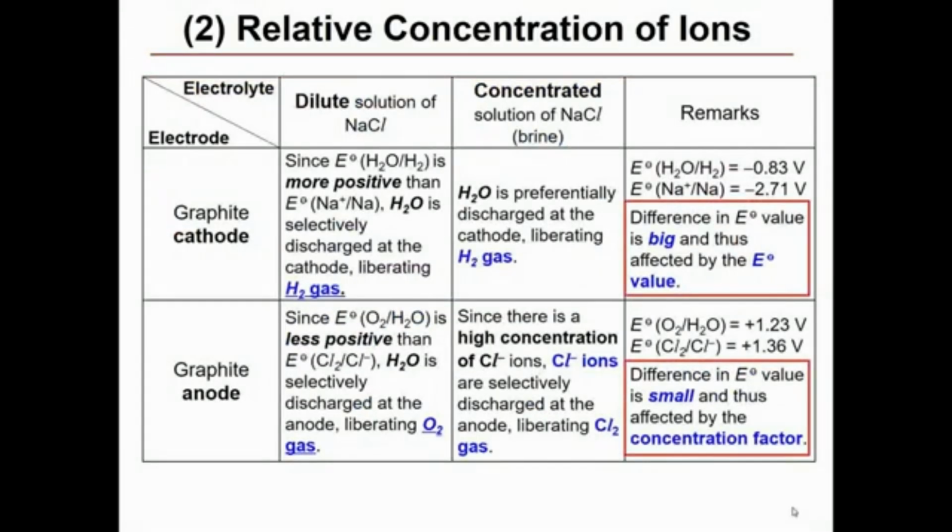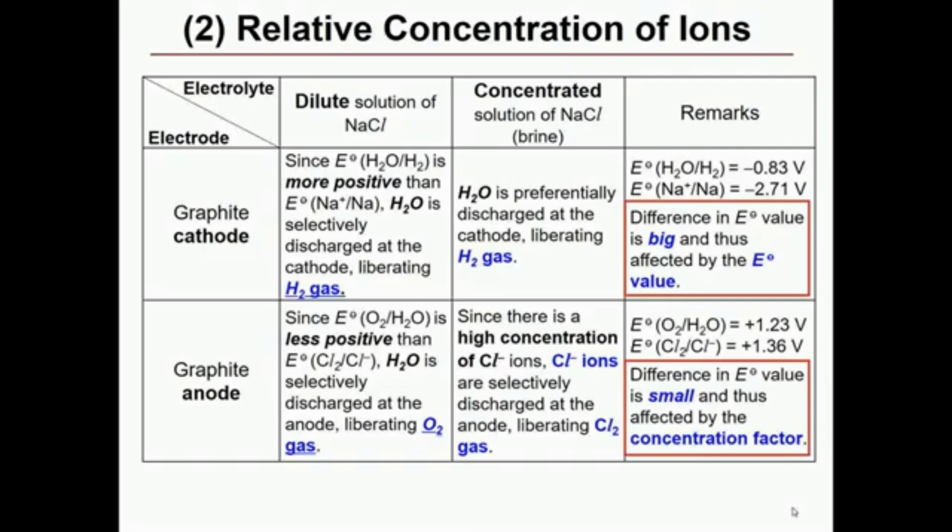This table compares the electrolysis of dilute sodium chloride solution versus electrolysis of concentrated sodium chloride solution using graphite cathode and graphite anode. Note that at the cathode, in both cases, hydrogen gas is liberated. However, at the anode, with the concentrated sodium chloride solution, because of the high concentration of chloride ion, chlorine is liberated at the anode instead of oxygen gas.